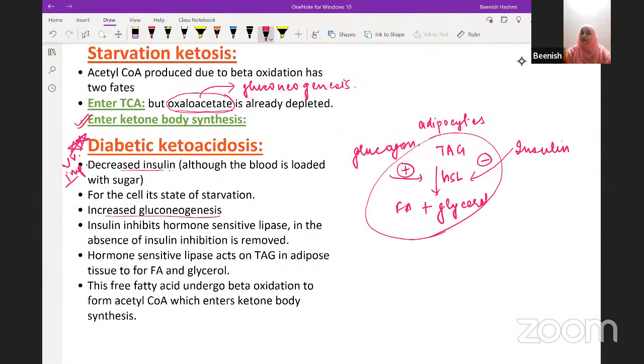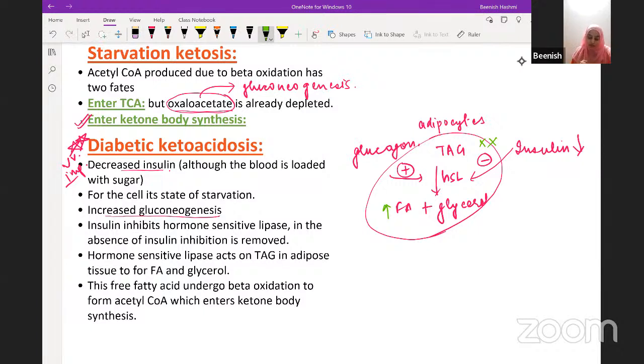So this is the scenario of diabetes. Insulin is low. So when insulin is low, what will happen? This inhibition is not there. So there will be increased hydrolysis and there will be increased free fatty acids.